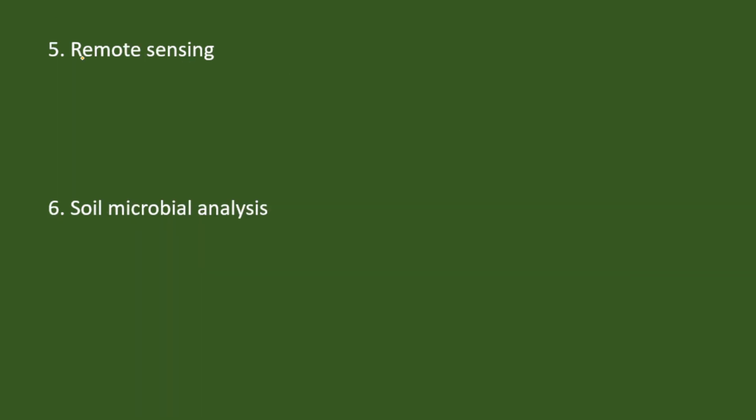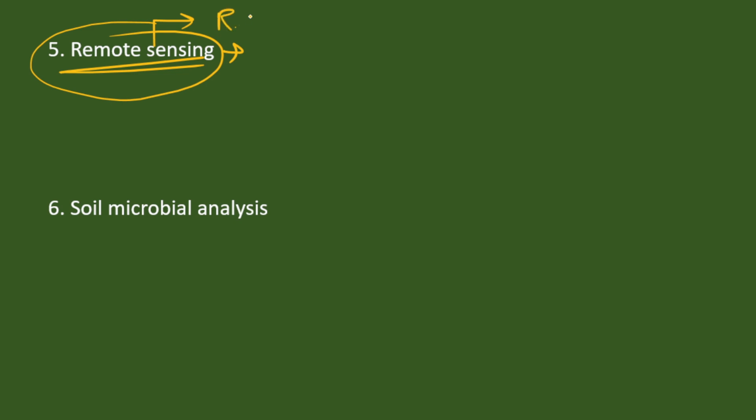Next, remote sensing. We all know that remote sensing and GIS has been a very growing field in agriculture. And if you see previous year questions, a lot of questions have come on remote sensing and GIS. So you need to be prepared with these two. What are its advantages? What are its disadvantages? What are its components? So remote sensing allows us a large assessment of soil fertility.